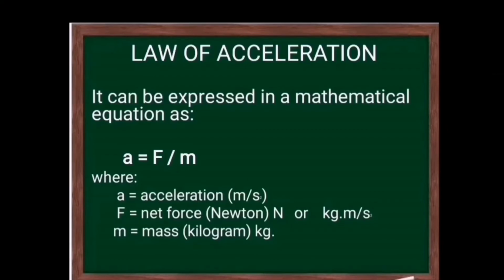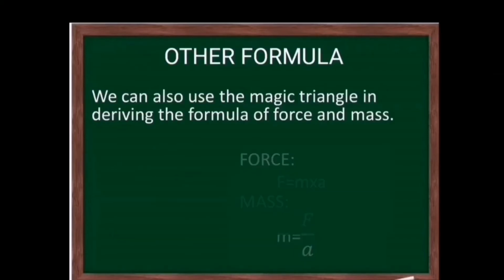a is the acceleration with the unit of meter per second squared, F is the net force with the unit of Newton or kilogram meter per second squared, and m is the mass with the unit of kilogram. Since we already have the formula for the acceleration, let's have the formula for force and the mass. We can use the magic triangle in deriving the formula of force and mass.